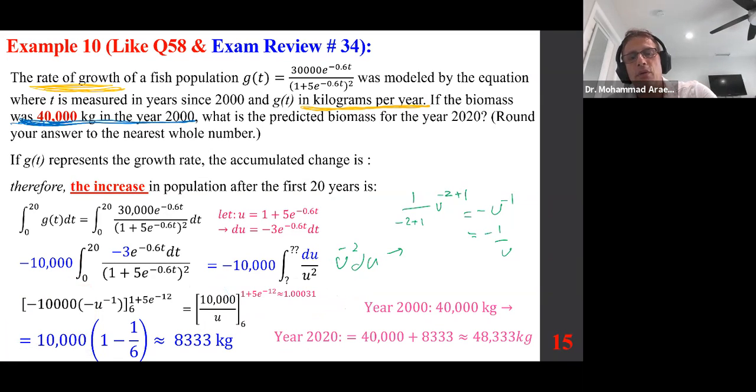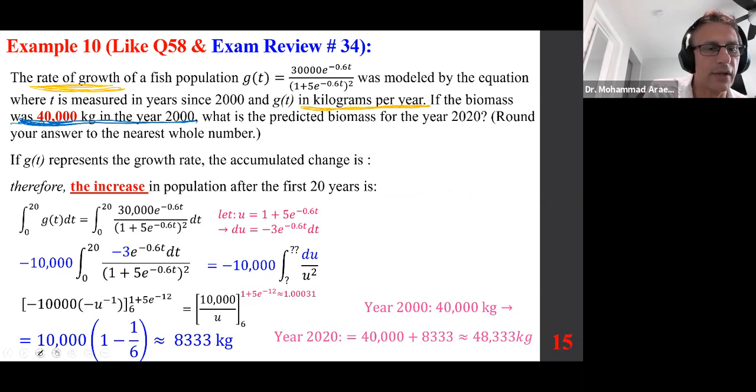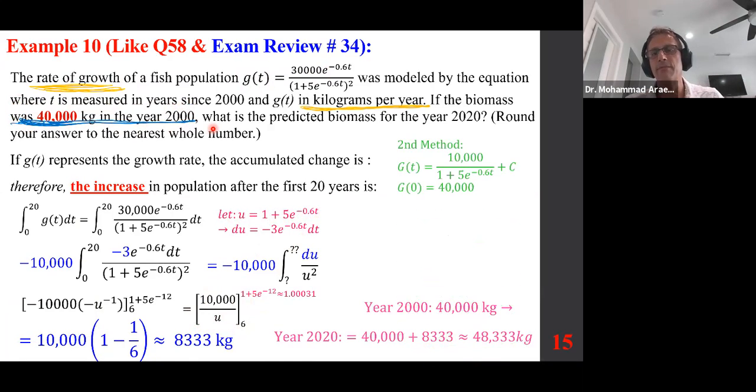And if you recall, we also did one of those questions with a different method, namely going back to the original function. When we look at the given, this is the growth rate. This is lowercase g of t. So what is capital G of t? Remember what we got here. So capital G of t is 10,000 over u plus a constant. 10,000 over 1 plus 5 e to the power of minus 0.6t, plus a constant, where the initial value is 40,000. That means g of 0 is 40,000.